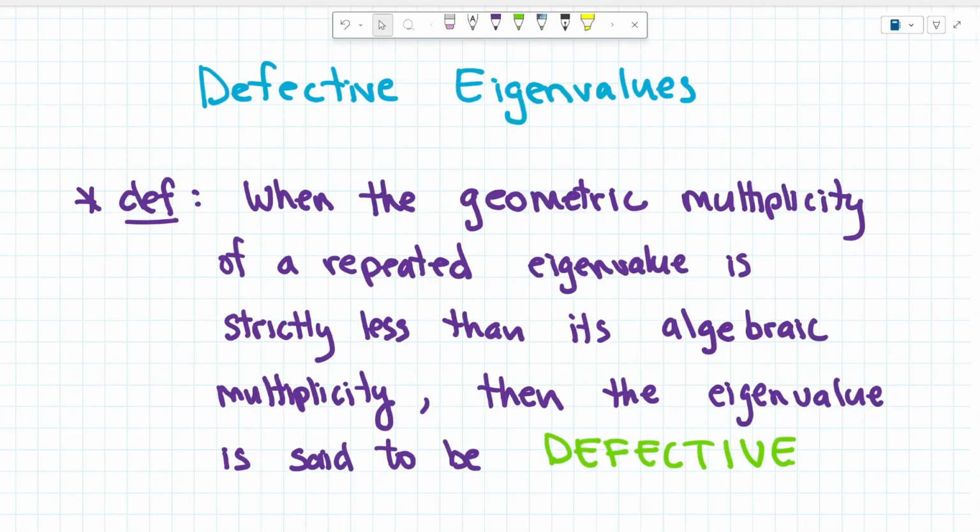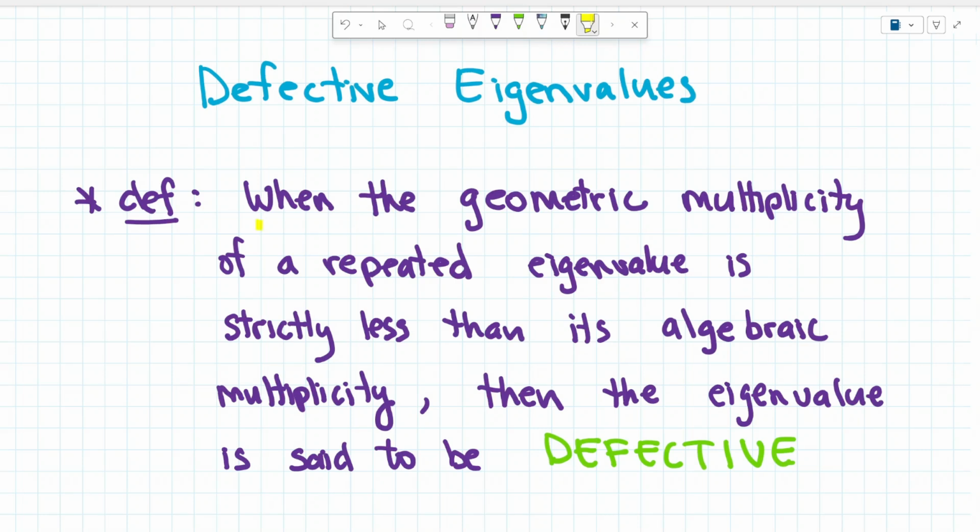Okay, so I have some previous videos out which talk about algebraic and geometric multiplicity. These videos are core to understanding whether eigenvalues are defective or not, because their very definition relies on both their algebraic and geometric multiplicity. So if we look at the definition of a defective eigenvalue, this is what we get.